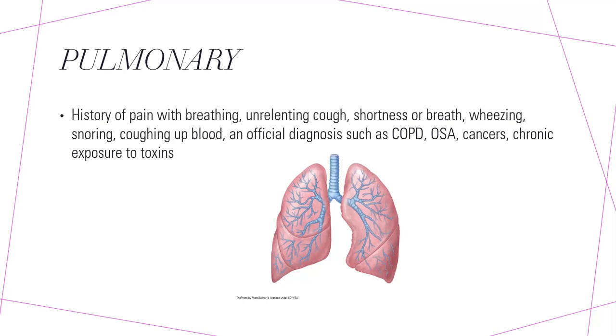Is there any history of pain with breathing? Do they have some kind of cough they can't get rid of? Any shortness of breath? Any snoring? Snoring is important. Do they have any sleep apnea? Any kind of exposure to toxins? Are they wheezing? Do they have a diagnosis of COPD? You want to know their respiratory status. It's important. If you ask two things, you want to get respiratory and cardiovascular. If you don't remember to ask any other symptoms, cover those two.